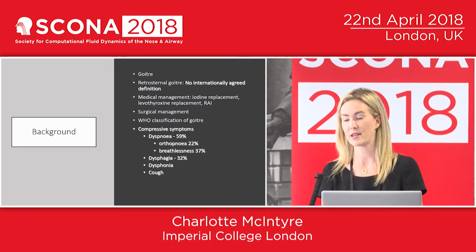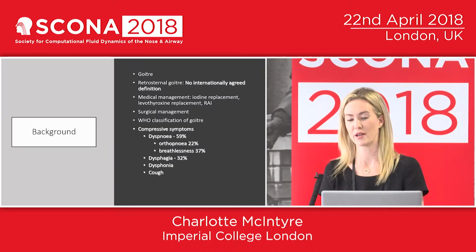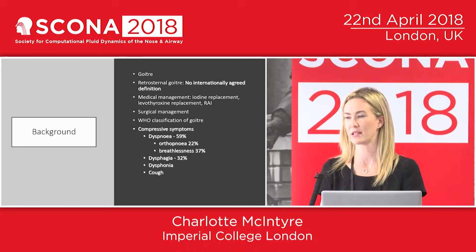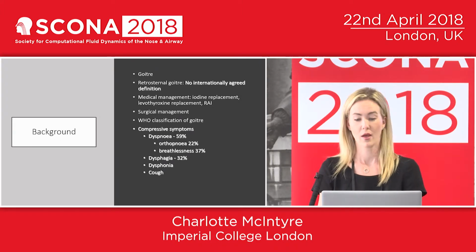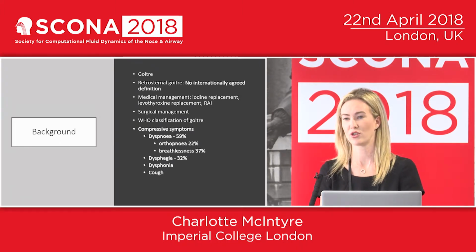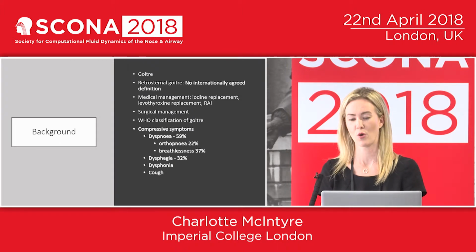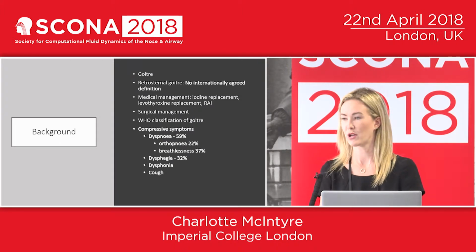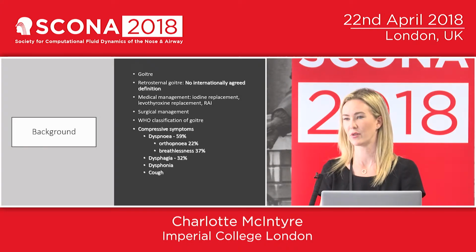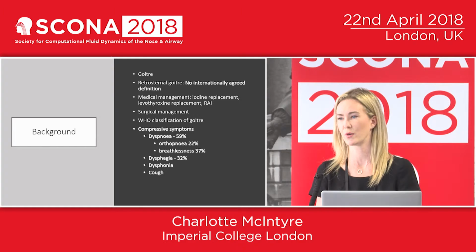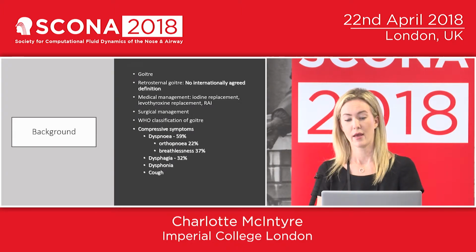In areas of iodine insufficiency, we can give patients iodine replacement, which can lead to a very small reduction in the goitre size. The same with patients who are hypothyroid, we can give levothyroxine replacement for them. However, most of the patients with retrosternal goitres tend to be euthyroid, and therefore there's not very much room for that. Radioactive iodine can be used to reduce goitre size, however that's only really successful in younger patients with smaller goitres, so again, not really relevant.